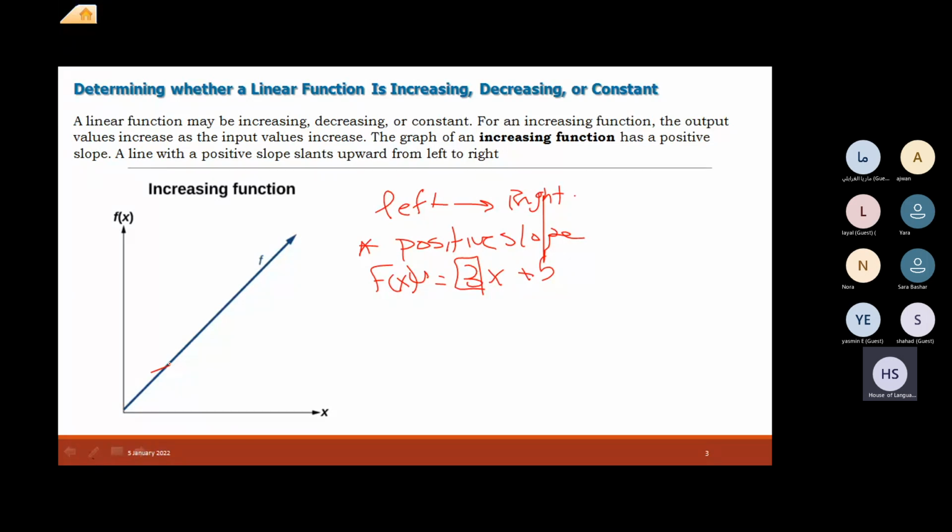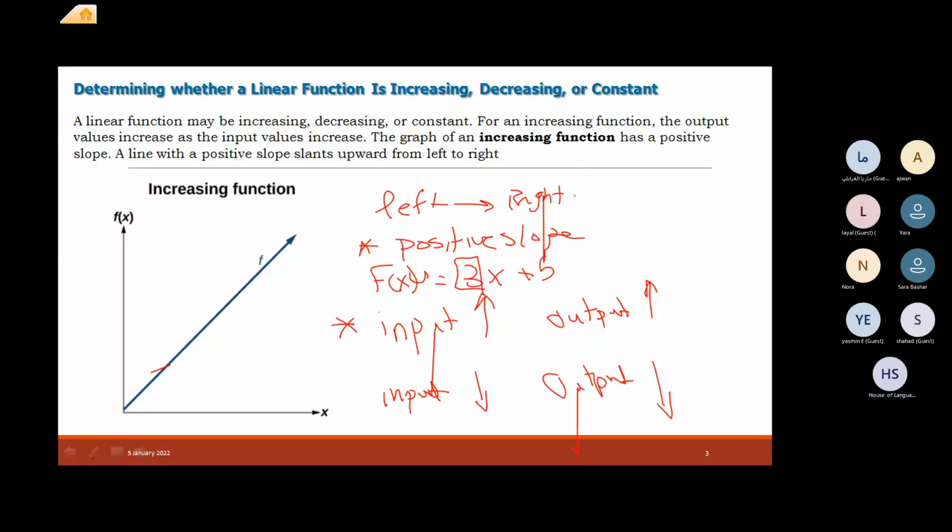And the last one is that when the input increases, the output increases. Or when the input decreases, the output decreases. Both of them have the same direction. Input and output, when they both increase, is the most common case, which is increasing. These are the properties of the increasing function.